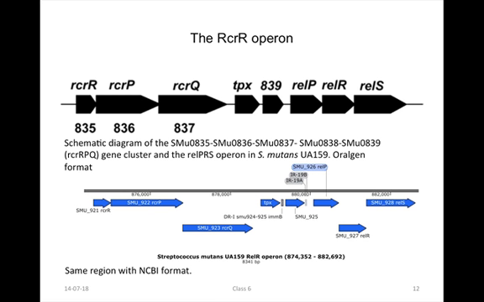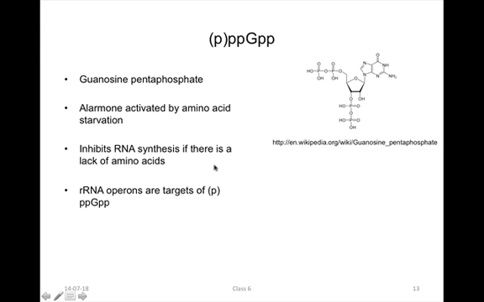The paper looked at making deletions in 835 as well as 836 and 837, along with rel-P deletion mutant as well. What is guanosine pentaphosphate? Previous studies have shown that this is an alarm mode that when bacteria are starved, it is activated. So if there's no amino acids, it inhibits the RNA synthesis.